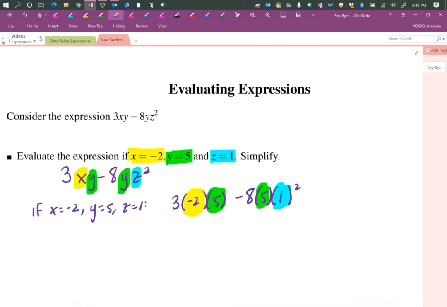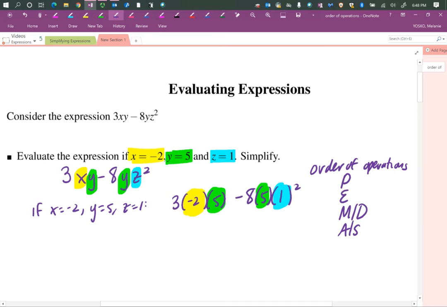So for order of operations, parentheses, exponents, multiplication or division, whichever comes first from left to right, and addition, subtraction, whichever comes first from left to right. Parentheses or grouping, we don't have really any parentheses. There's a set of parentheses here, but it really pertains to the E, which stands for exponent. So let's do the exponent before we do anything else. So 3 times -2 times 5 minus 8 times 5. Well, if we have 1 squared, that's just a 1.